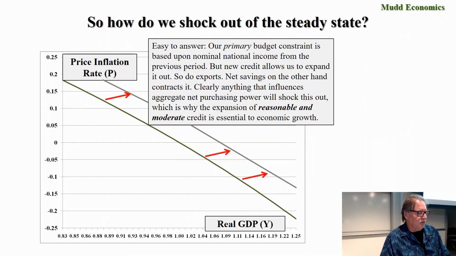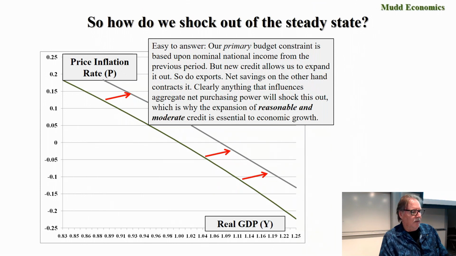So, for example, as we say here, our primary budget constraint is based upon nominal national income from the previous period, but new credit allows us to expand it out. If in this economy we offer new credit in the aggregate, that allows us to increase our spending beyond the constraint provided by our budget. That is shown in this model as shifting the demand curve out. Exports will shift it out. Net savings, on the other hand, will contract it some, as we'll see.